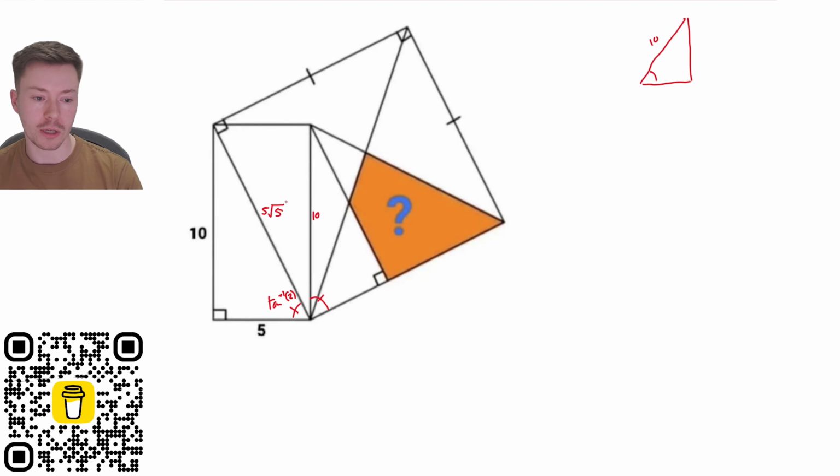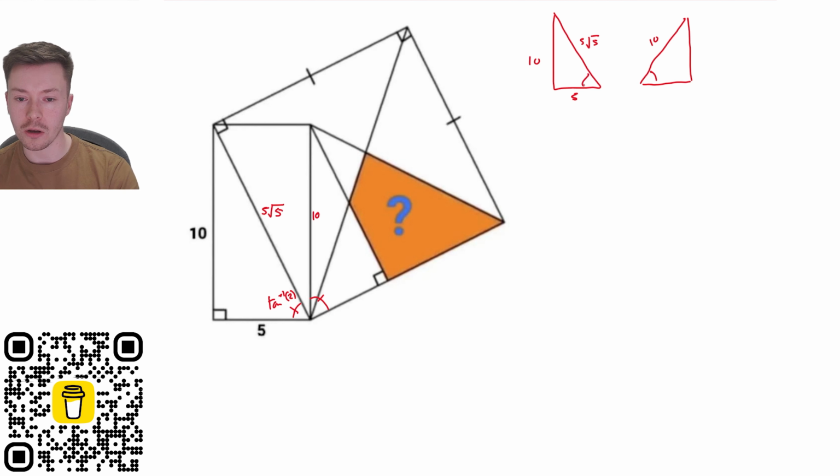That's got a side length of 10, and this left-hand one has got a hypotenuse of 5 root 5 rather than 10, and it's got a base of 5 and a height of 10 there. Okay, now, because these are similar triangles, what I can do is use a scale factor to go from the side lengths of one to the other. So I'm going to times the hypotenuse here by 10 over 5 root 5. Hopefully you can read that.